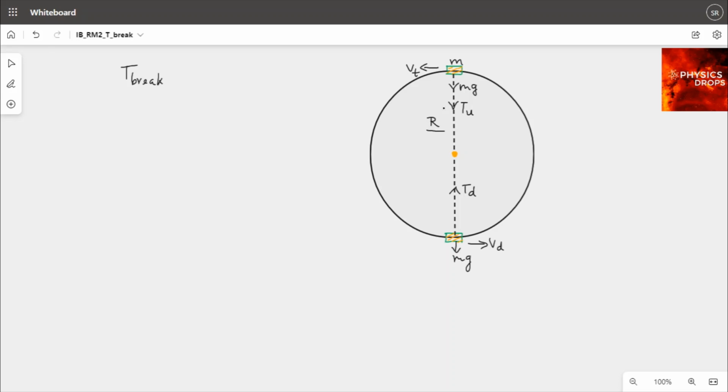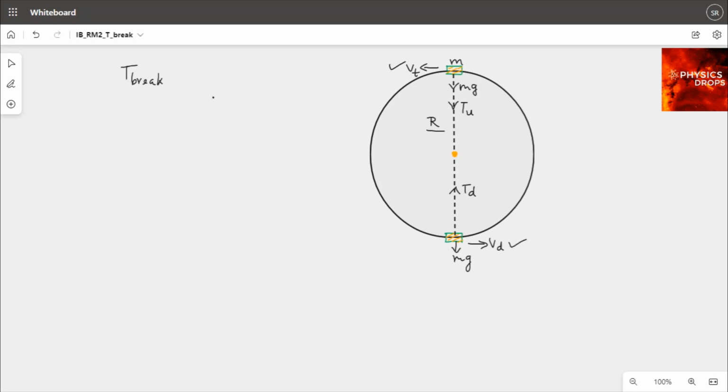If the tension goes beyond T break, the string would break and snap off. So now, without breaking the string, if I have to keep moving this object in a vertical circular motion, what is the maximum velocity to which we can rotate this? Maximum linear velocity or linear speed to which we can rotate this. Beyond that, the string would break. Now, for that, let's find out the tension at the top and the down positions.